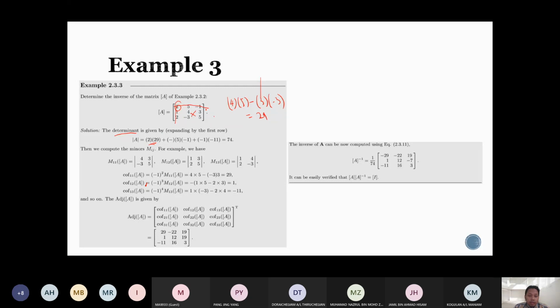And then plus, you tutup ni and then cross multiply this and this. And then to get the last one, you do the same thing. You tutup ni and then cross multiply.